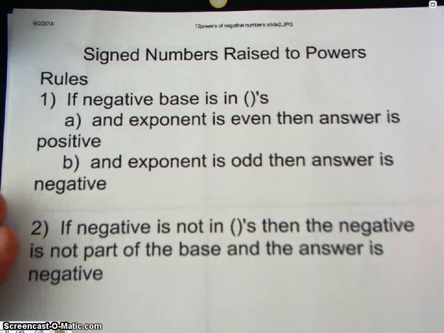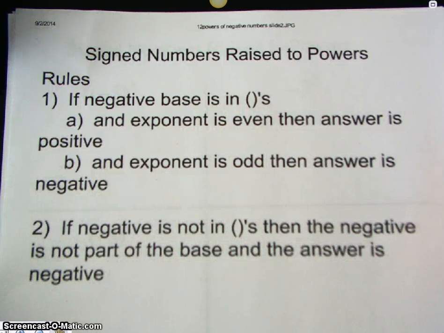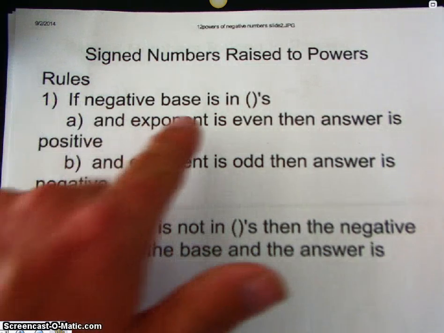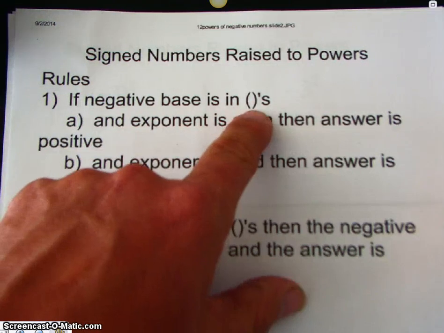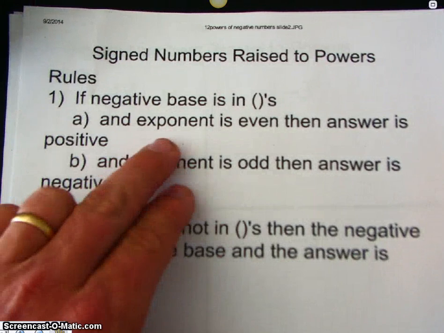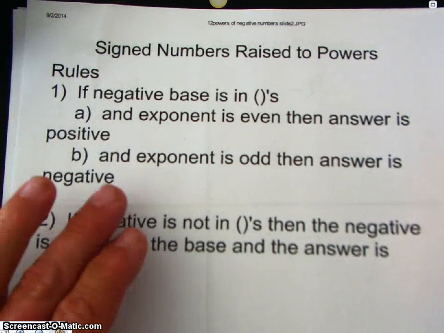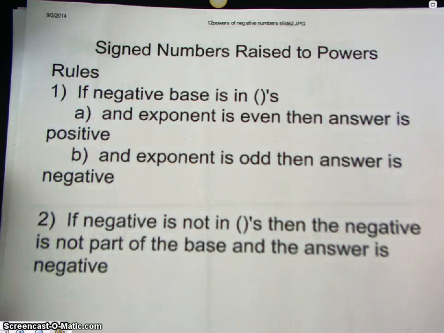All right, in this lesson, we're going to be talking about signed numbers raised to powers. There's a couple of rules you need to be familiar with. The first rule says if a negative base is in parentheses, two things can happen. If the exponent is even, then the answer will be positive, and if the exponent is odd, then the answer will be negative.